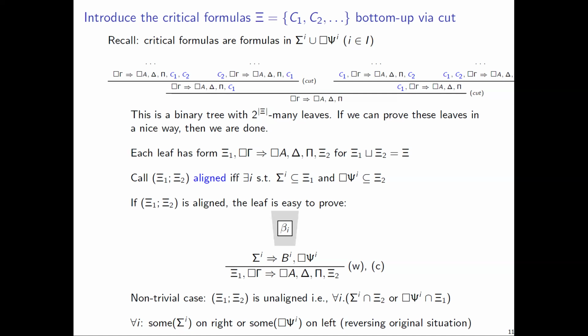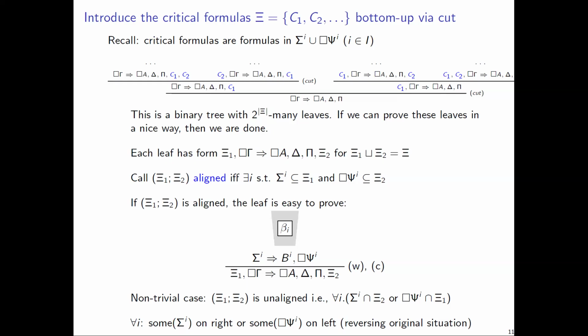So what do you get? You get a binary tree with this many leaves. If you can prove each of these leaves in a nice way, I mean, without doing hugely non-analytic things, then you have the desired proof that you wanted. So I'm going to convince you that we can prove all of these leaves.